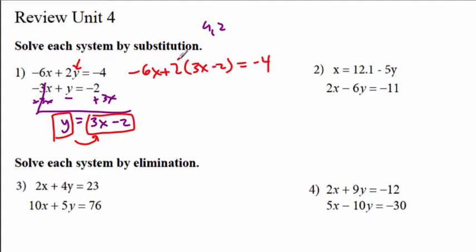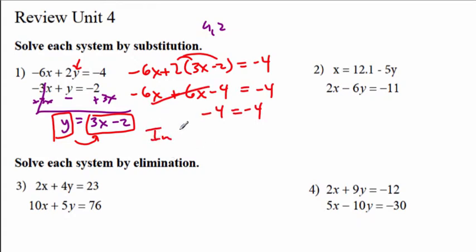Okay, so now it's a distributive property. Negative 6x plus 6x. We have 2 times negative 2 is minus 4. All that equals negative 4. All right, so the negative 6x plus 6x, they cancel out. We're going to get negative 4 equals negative 4. This is where we have infinitely many solutions. That's one way of saying it. Or we can call it an identity.